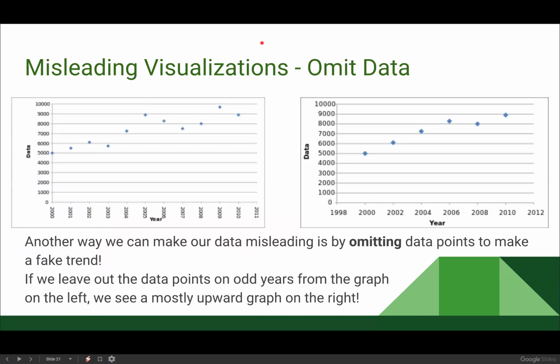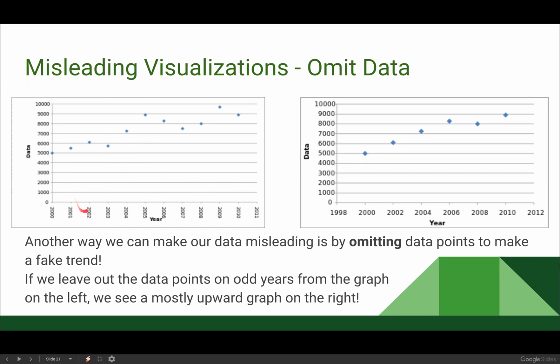Another way we can mislead people with our visualizations is by just omitting data. If we look at these 2 graphs, they are plotting the same thing. We see all these data points on the left graph. We can see it going up and down, whereas on the right, it looks like all the values are pretty much only increasing. There's a very small dip here, but if we compare, we can see we're getting rid of all of the odd years in our left graph to make that right graph.